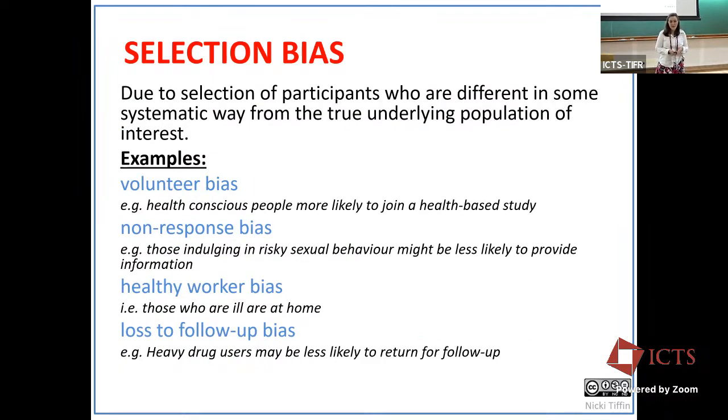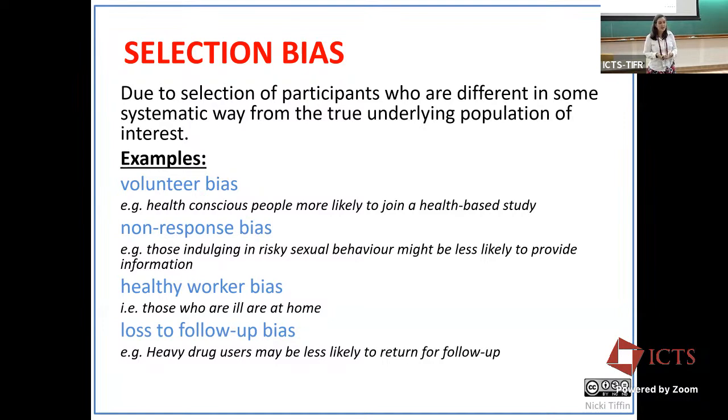Selection bias, you may have selected participants who are different in some systematic way from the true underlying population of interest. So some examples, I mean, they have all these names, but they all speak to the same principles. Volunteer bias, so for example, health-conscious people are more likely to join a health-based study or a study about healthy living. Non-response bias, so for example, those who indulge in risky sexual behavior might be less likely to provide information about that because they feel it's stigmatized.